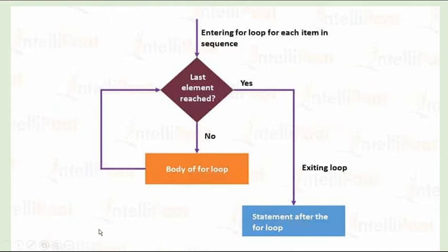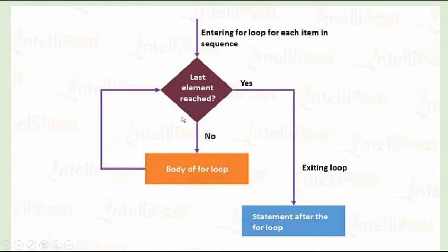So here's the flow chart. In this flow chart, we can see entering the for loop for each item in the sequence. When a for loop is read, it is read for the first time. Initially, it checks whether the last element has been reached or not. If it has not been reached, then the body of the for loop is executed. Again, it goes back and checks whether the last element has been reached or not. If not, then again whatever is inside the body of the for loop is executed. Again execution of the body, again it goes back, again it checks for the last element.